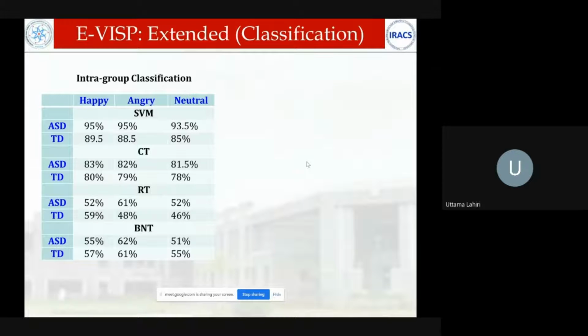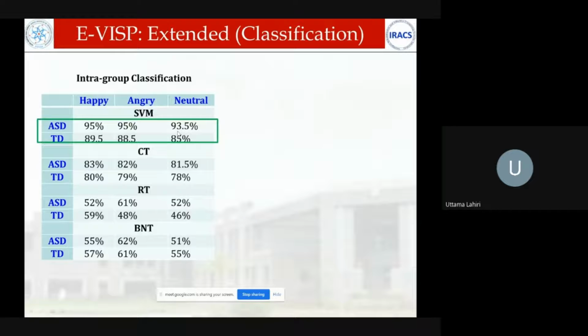So we can see for the intragroup, that is within children with autism and within typically developing children, the SVM performed the best. So this 95% shows that 95% of the time a child with autism could be classified while viewing the happy face versus the rest of the faces, that is angry and neutral. And likewise for the typically developing children. So we can see that at least 85% of the time, both children with autism and typically developing children can be distinguished within themselves while responding to different emotional expressions.